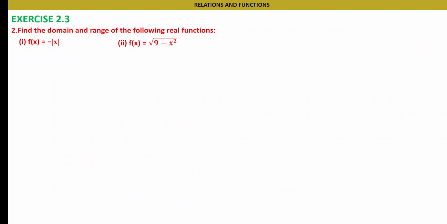Let us see question number 2. Find the domain and range of the following functions. First one is f of x is equal to minus mod x, and second one is f of x is equal to square root of 9 minus x square.